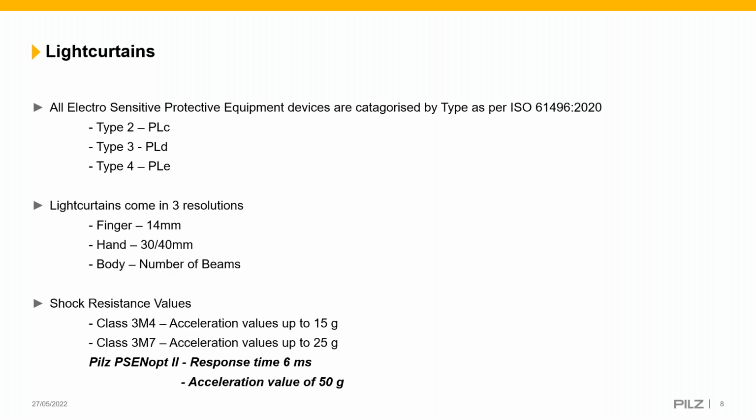So again, just a bit of a note that our PCN Op2 range has a very fast response time of 6 milliseconds, so that sort of goes back to what we were talking about in the previous slide, but also an acceleration value of 50 G. So it's double the 3M7 value, which is quite a useful product feature.